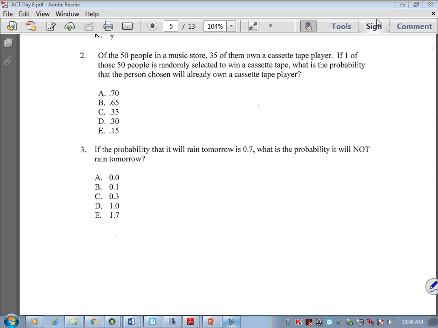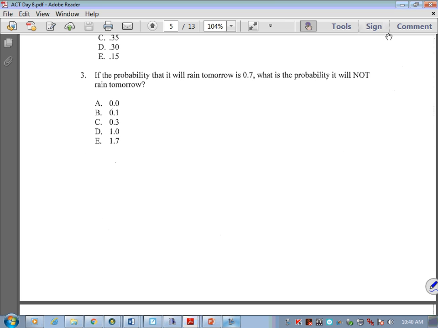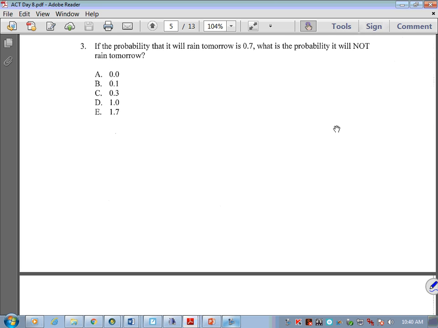All right, number 3, Savannah. Didn't know how to do this one. If the probability that it will rain tomorrow is 0.7, what is the probability that it will not rain tomorrow? Well, let's consider this to be 70%, right? So there's a 70% chance that it will rain tomorrow. What's the percent chance that it won't rain tomorrow? Right, because we only have a total of 30%.